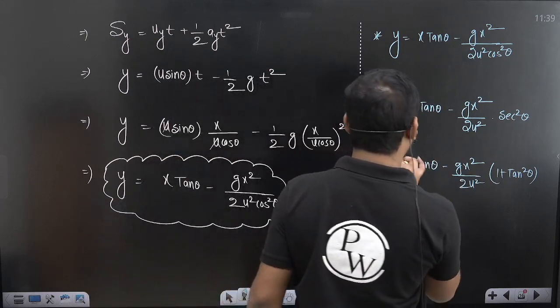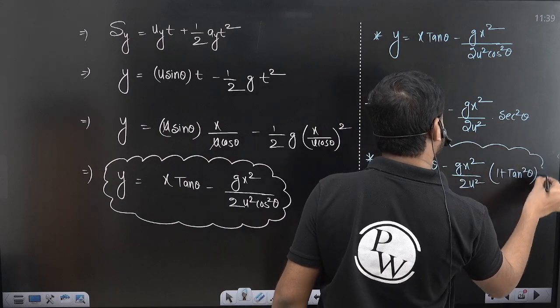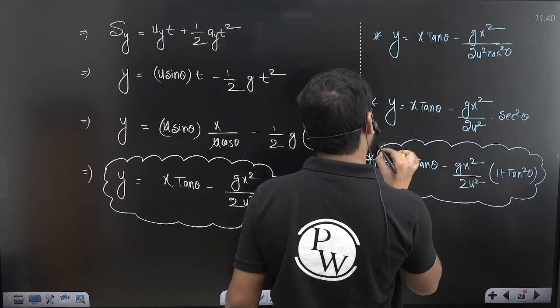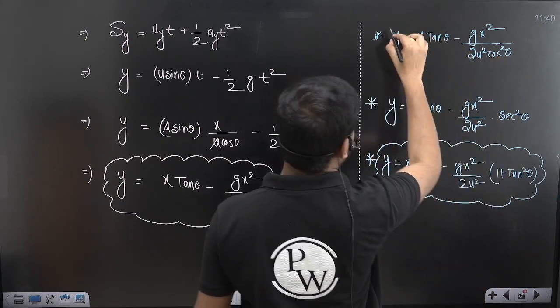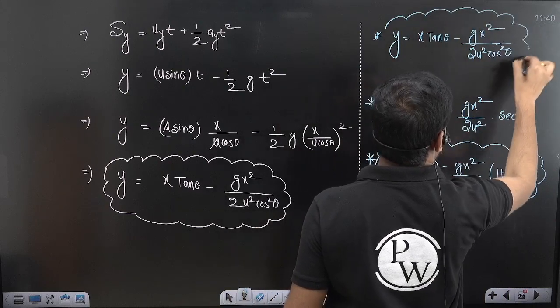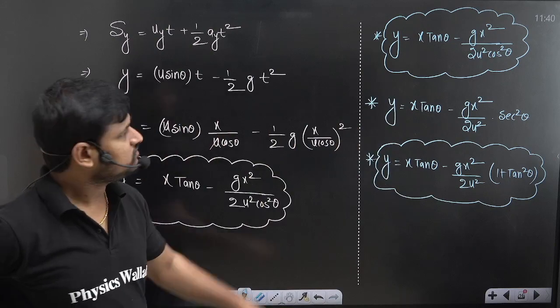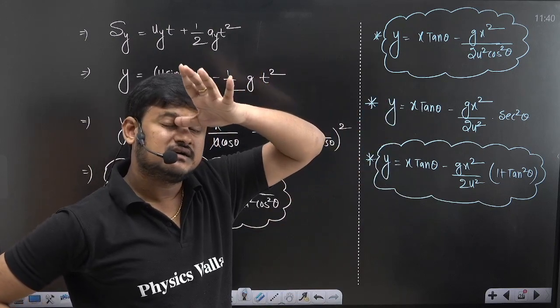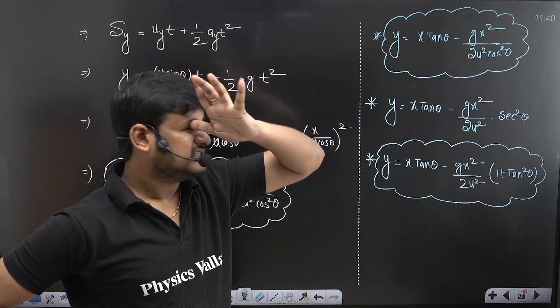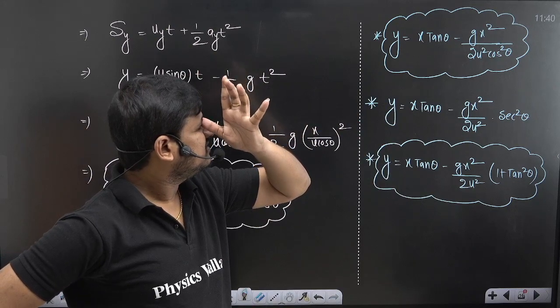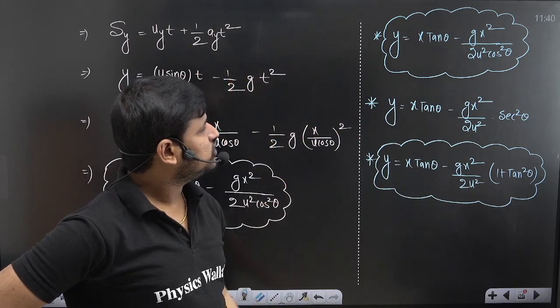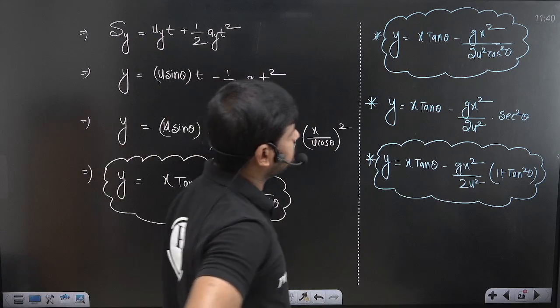So secant square theta is equal to 1 plus tan square theta, a trigonometric identity. So either you can use this equation completely in terms of tan, or in terms of tan and cos. This is one more equation of trajectory. Clear everyone? Understood? Chal, let's go for the next one.